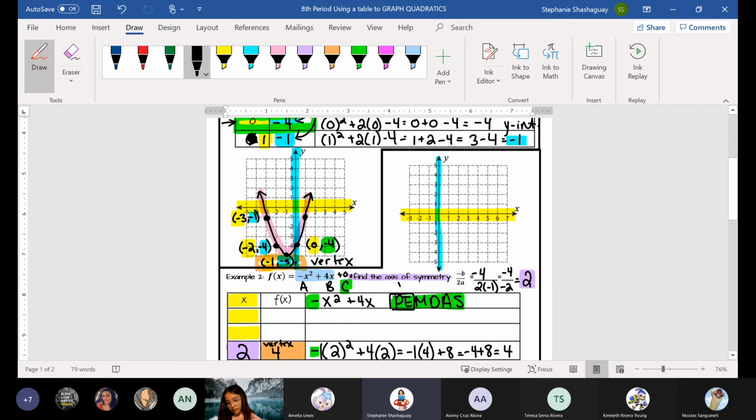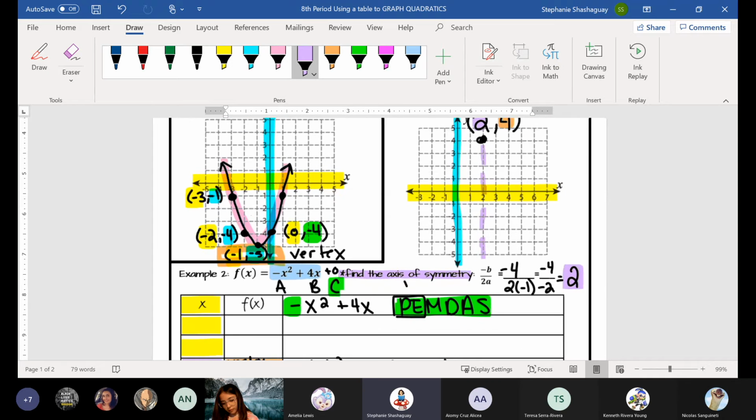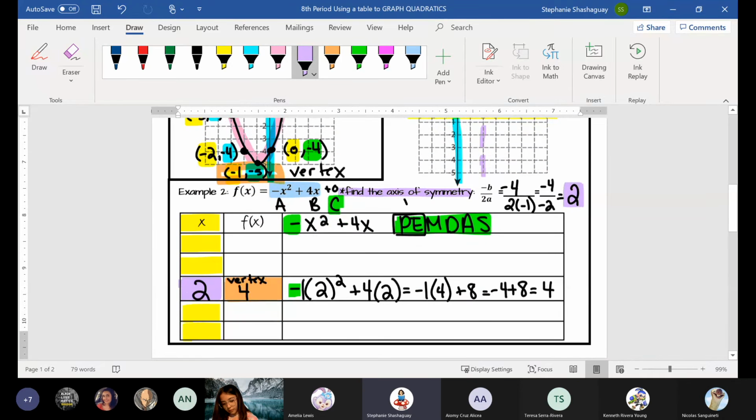So the vertex I can graph now is at 2, 4. So 2, 1, 2, 3, 4. And I can put my vertex. And I can also do my axis of symmetry now too. So my parabola should be centered on that axis of symmetry. All right.